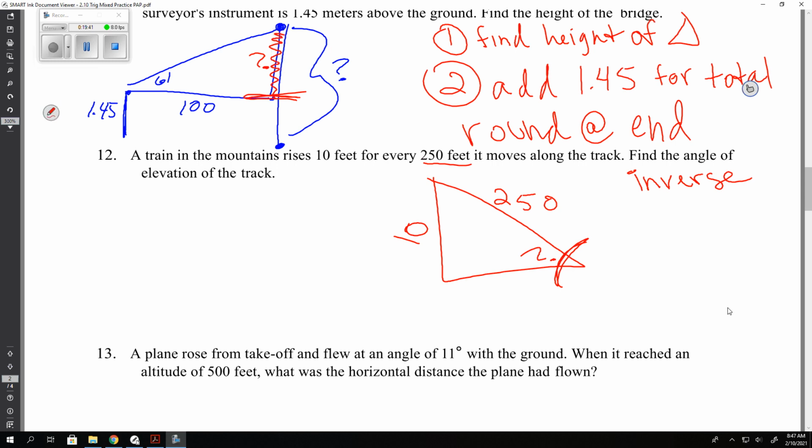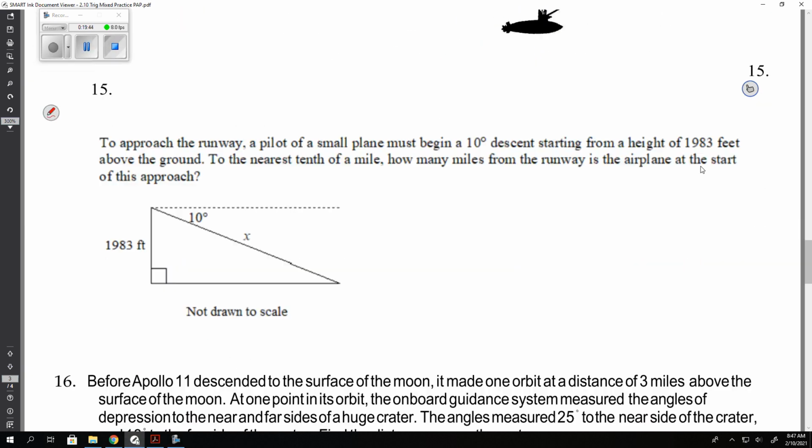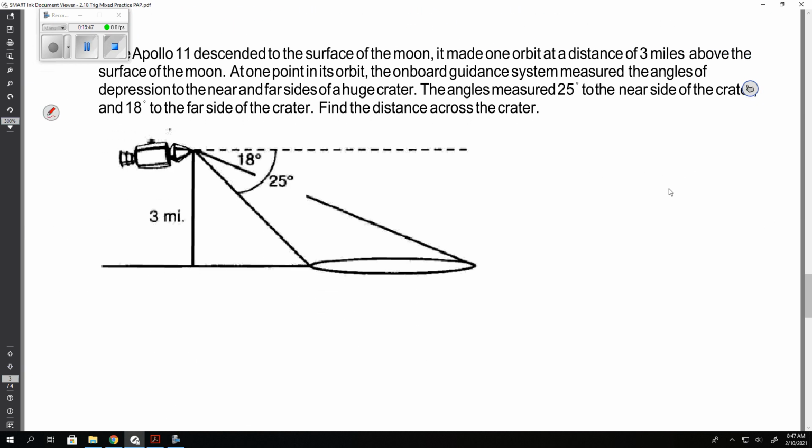Okay, so the next problem we're going to go through is number 16. It says, before Apollo 11 descended to the surface of the moon, it made one orbit at a distance of 3 miles above the surface of the moon. At one point in its orbit, the onboard guidance system measured the angles of depression to the near and far sides of a huge crater. The angles measure 25 degrees to the near side of the crater and 18 degrees to the far side of the crater. Find the distance across the crater.